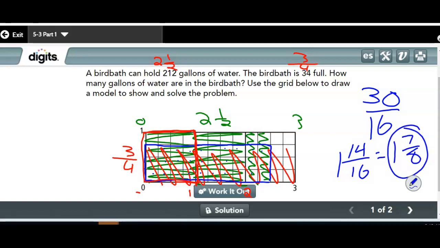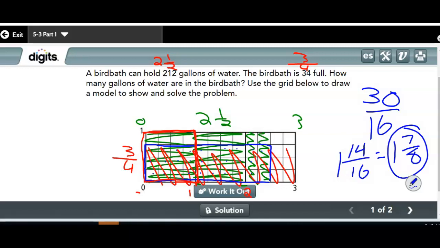Now, does this answer make sense? Yes. Okay. 3/4 is really close to 1. So we know our answer is going to be close to 2.5, somewhere. It's not going to go down a whole lot.